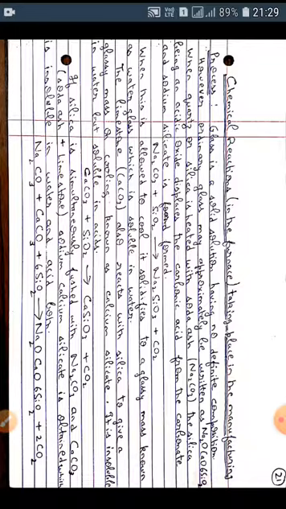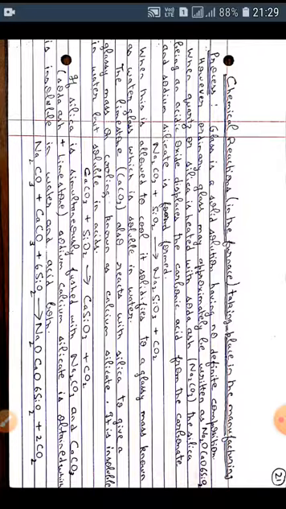When quartz or silica is heated with soda ash, sodium carbonate, the silica being an acidic oxide displaces the carbonic acid from the carbonate and sodium silicate is formed. The equation is as follows: Na2CO3 plus SiO2 gives Na2SiO3 plus CO2. When this is allowed to cool, it solidifies to a glassy mass which is known as the water glass. The name is water glass because this glass is soluble in water.